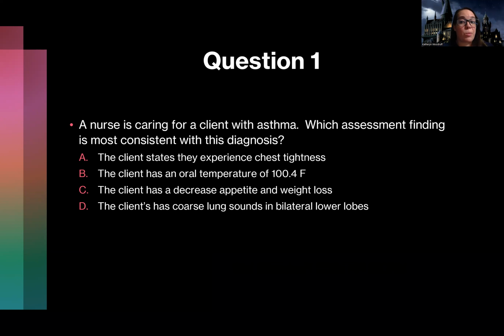If I go back to the question, it says most consistent. So there might be answer choices in here that are more general. There might be answer choices that are true for other disease processes. I need to make sure that I'm finding the best answer here, because this is not just asking what is consistent, it's saying what is most consistent. So there could be more than one right answer here, and I have to differentiate that.